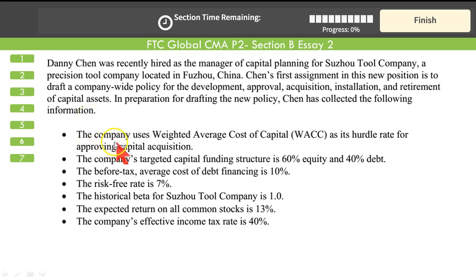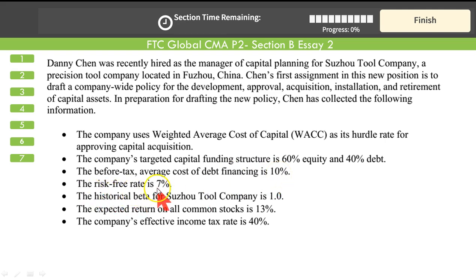First, the company uses weighted average cost of capital, WACC, as its hurdle rate for approving capital acquisition. The company's targeted capital funding structure is 60% equity and 40% debt. That is the 60-40 game. The before tax average cost of debt financing is 10%. That is the cost of debt.